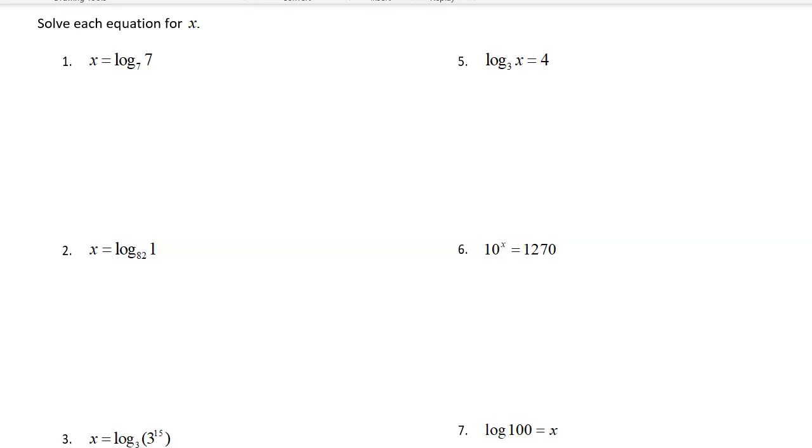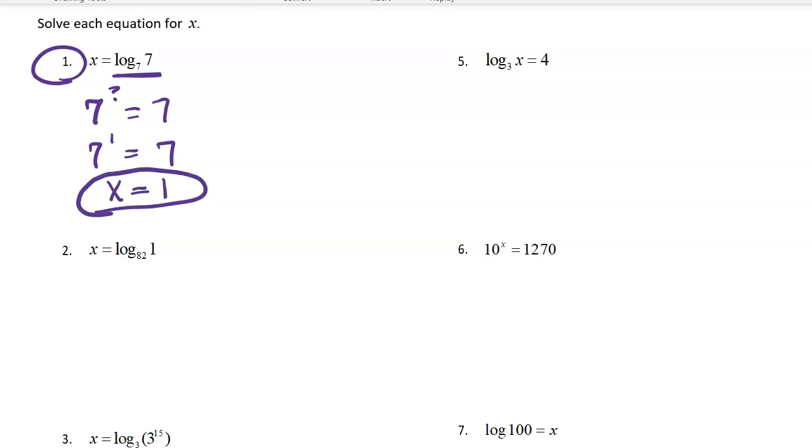So if you look at a question like this first one here, this right side is all numbers, as far as there's not an x inside that logarithm. So you want to just think about undoing that logarithm. You want to think about 7 to the what would give me a 7. 7 to the what gives me a 7. And so 7 to the first power gives you a 7. So that what is the exponent that's missing there. That is the value of x.